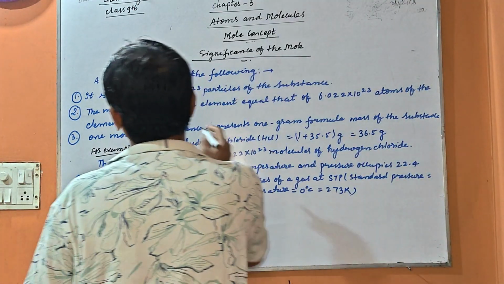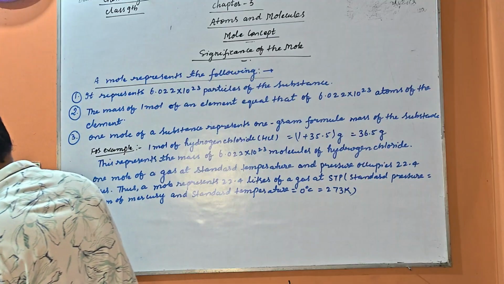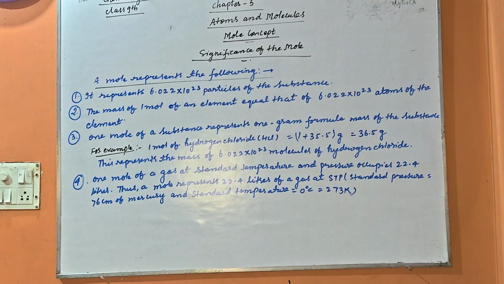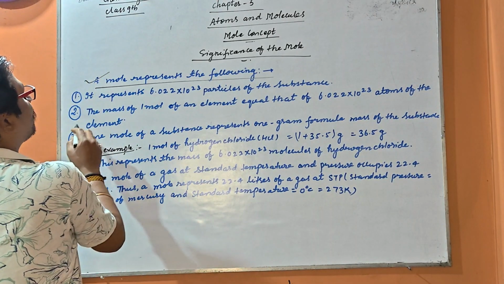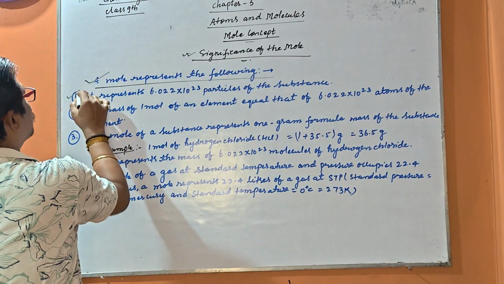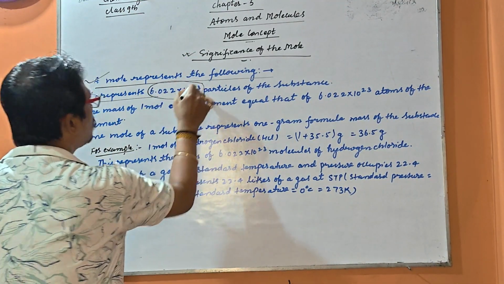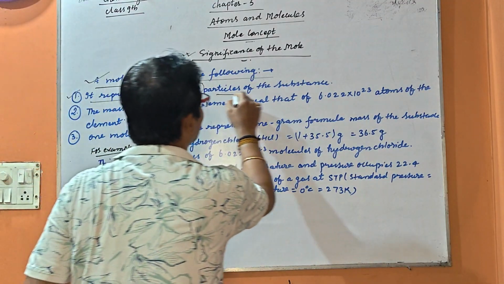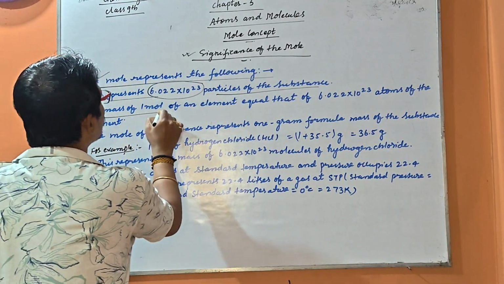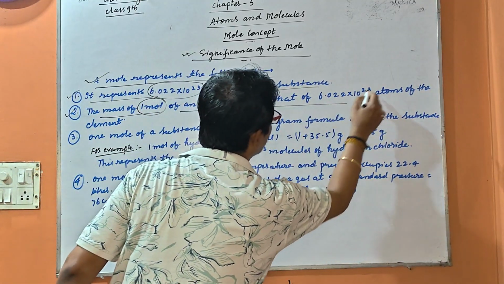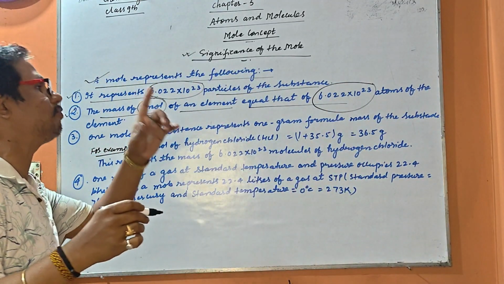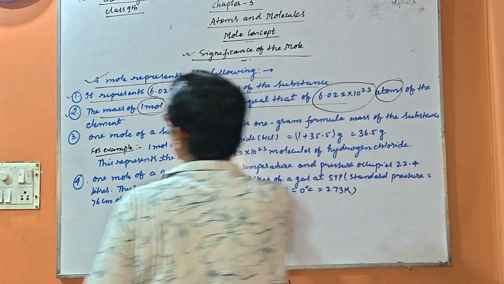So what is the significance of the mole? My dear student, let us understand how a mole represents the following things. First point, it represents 6.022 into 10 to the power 23 particles of the substance. Second, the mass of 1 mole of an element is equal to that of 6.022 into 10 to the power 23 atoms of the element.